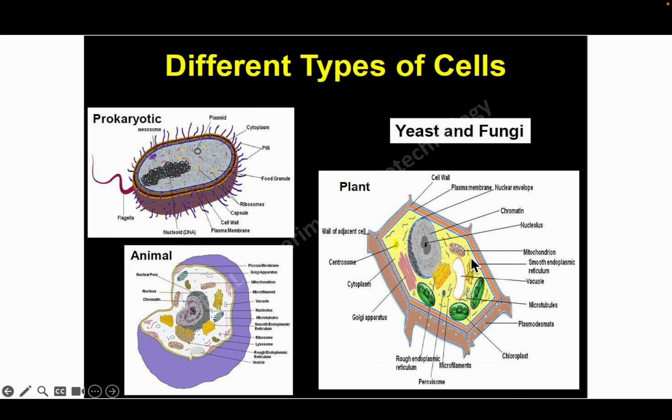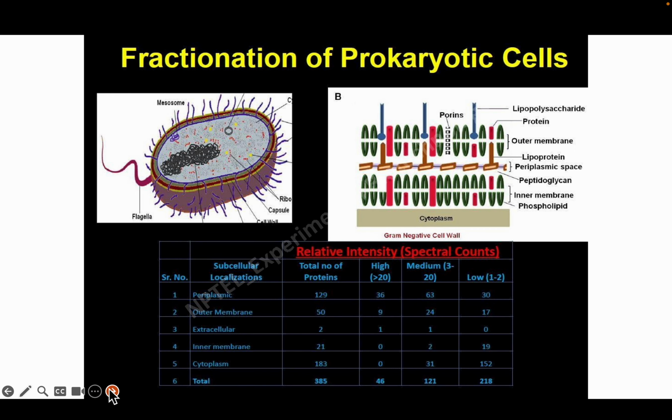Now we'll discuss the second part of the cell biology, the week 8 second part. This is fractionation of prokaryotic cells. So what are the components basically? Here you can see, you were talking about porins, no? In the membrane, as I was telling you, the porins are present in the outer membrane.